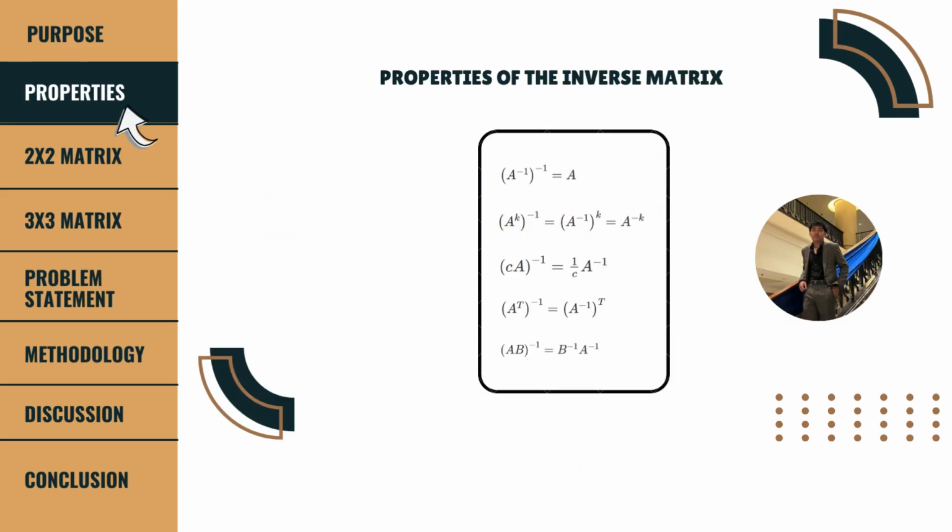Next, we move to the properties of inverse matrix. As you guys can see, there are 5 properties.